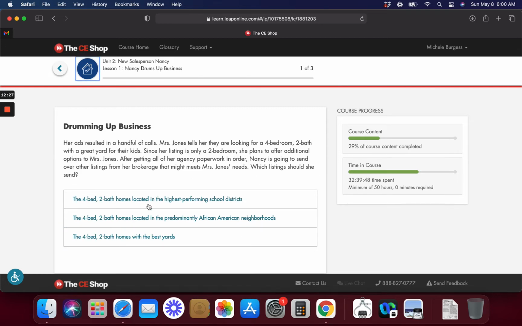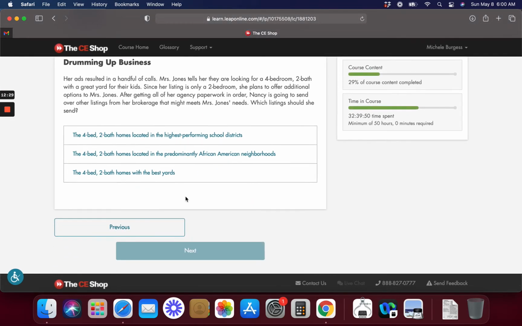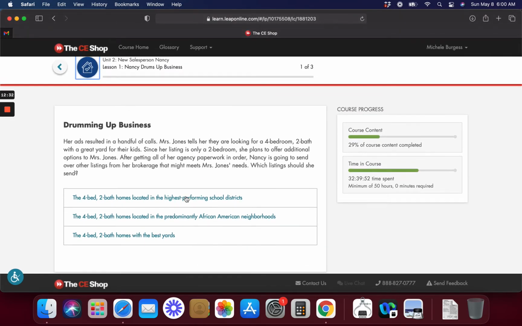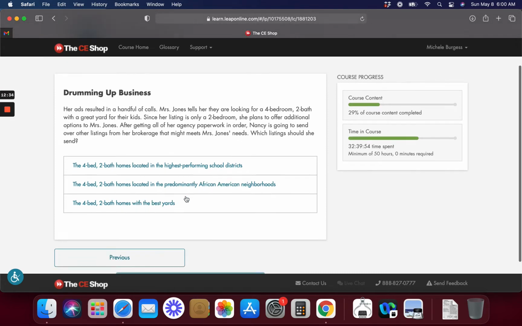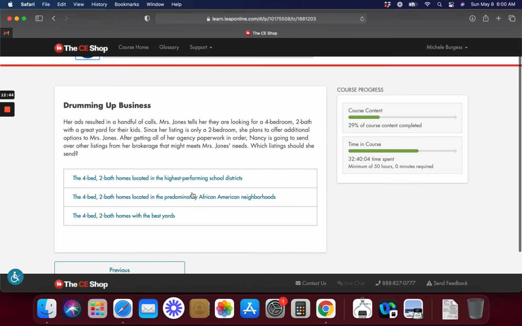I think these two are. I think there's a name for that. I think it's called redlining or something, where you're just trying to get a specific type of people into a neighborhood. All right, her ads resulted in a handful of cards. I guess we got it right because it didn't tell me if it was right or wrong.